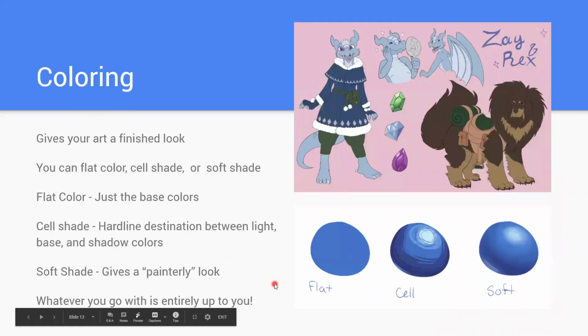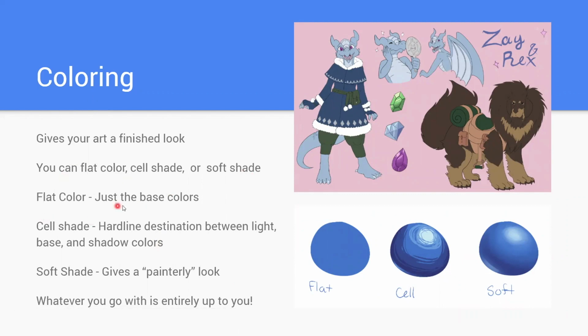And then we go on to coloring. It gives your art a finished look. You can flat color, cell shade, or soft shade. Flat color is just base colors, like this ball right here.